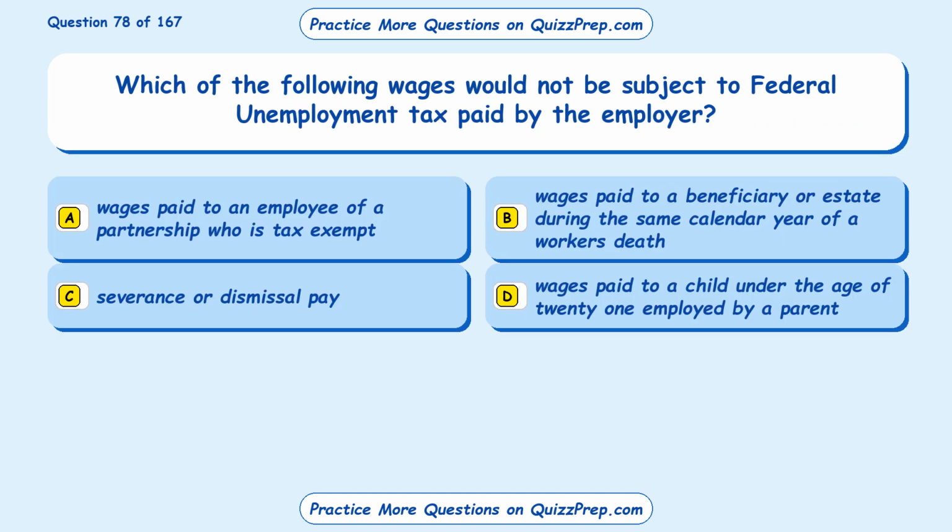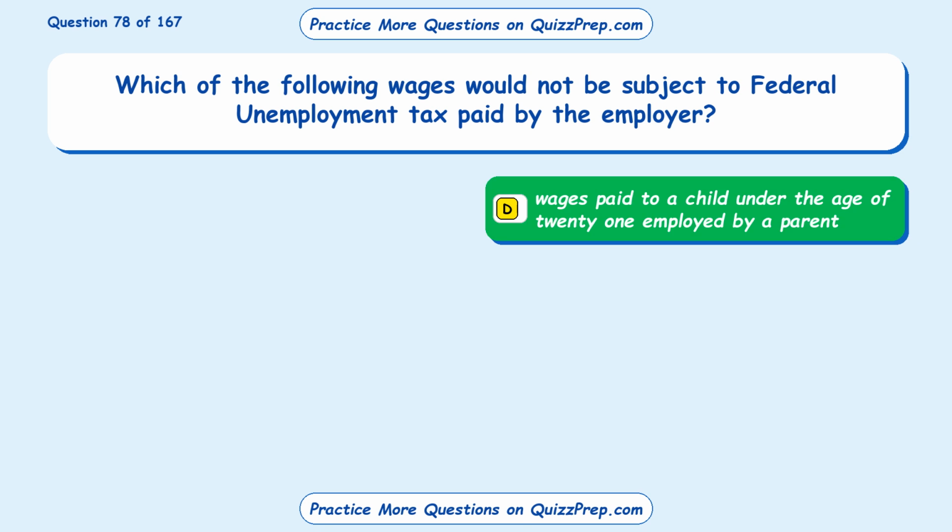Which of the following wages would not be subject to federal unemployment tax paid by the employer? Option A, wages paid to an employee of a partnership who is tax exempt. Option B, wages paid to a beneficiary or estate during the same calendar year of a worker's death. Option C, severance or dismissal pay. Option D, wages paid to a child under the age of 21 employed by a parent. The correct answer is Option D, wages paid to a child under the age of 21 employed by a parent.